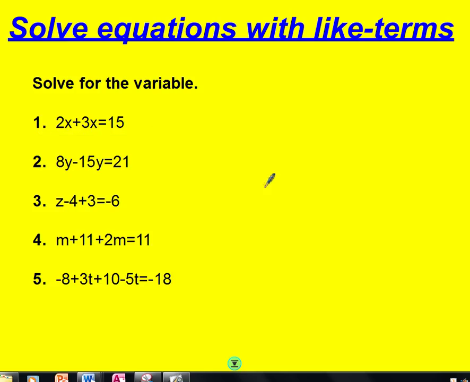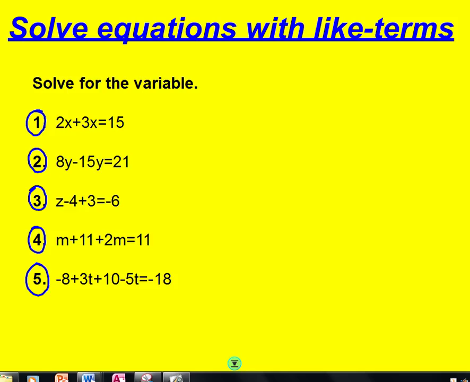Hi, the purpose of this video is to learn how to solve equations with like terms. So let's get started. Well, let's first identify the types of problems that we're going to be looking at. As you can see here, I've circled 5 different problems. By the end of this video, you should be able to solve all of those equations.